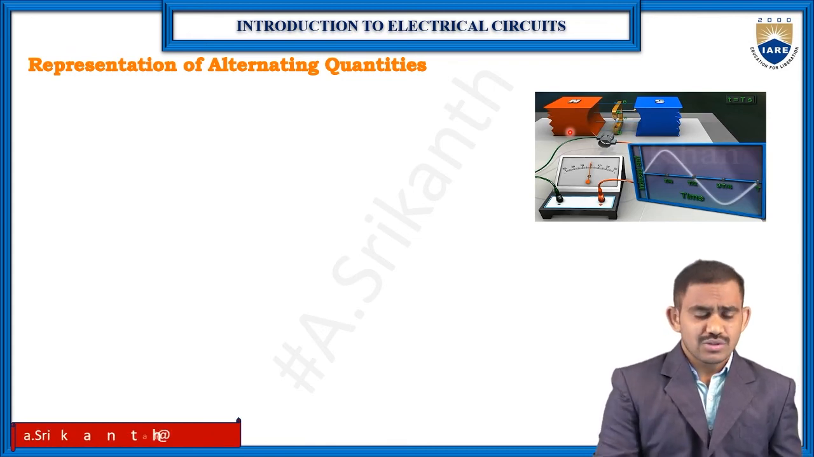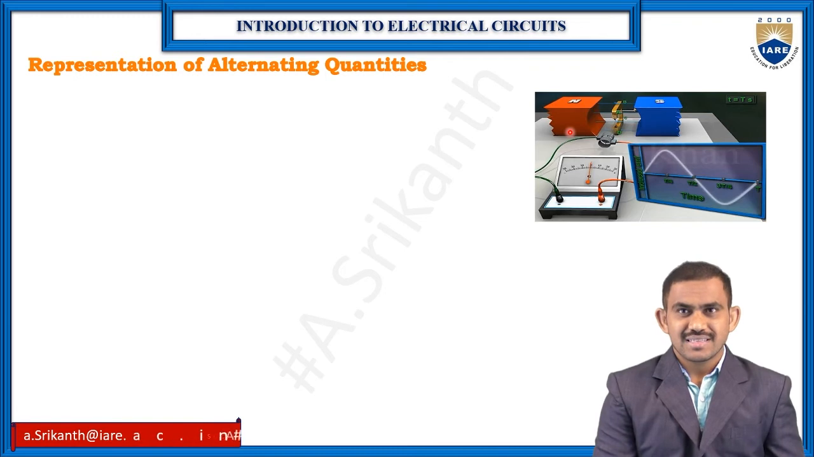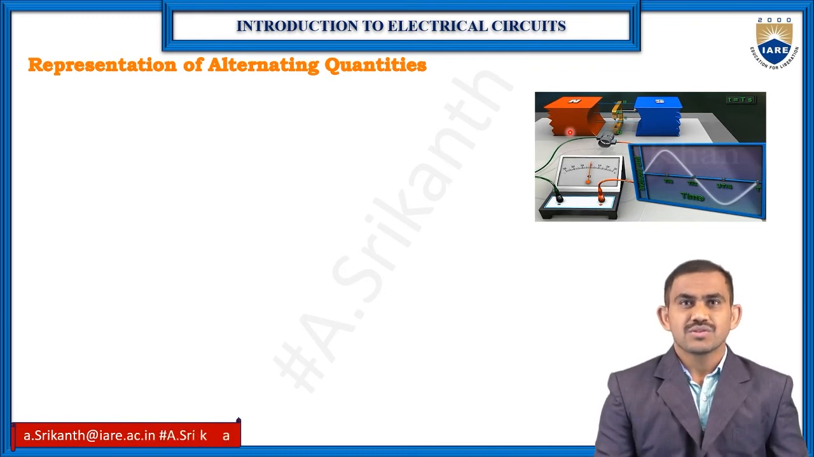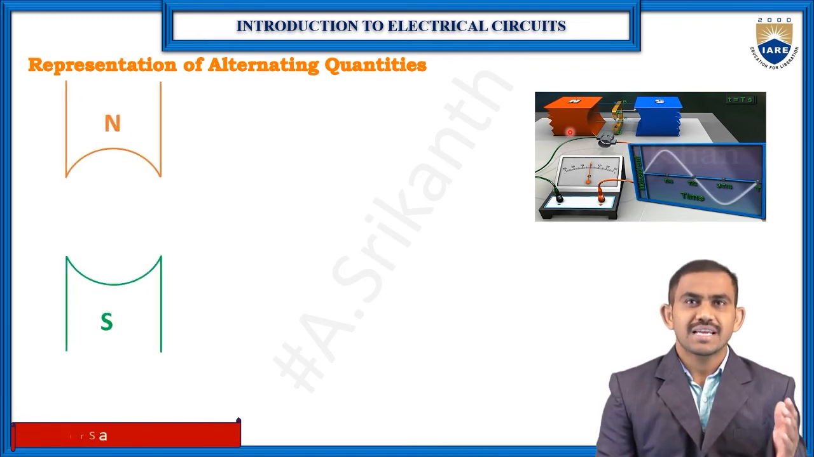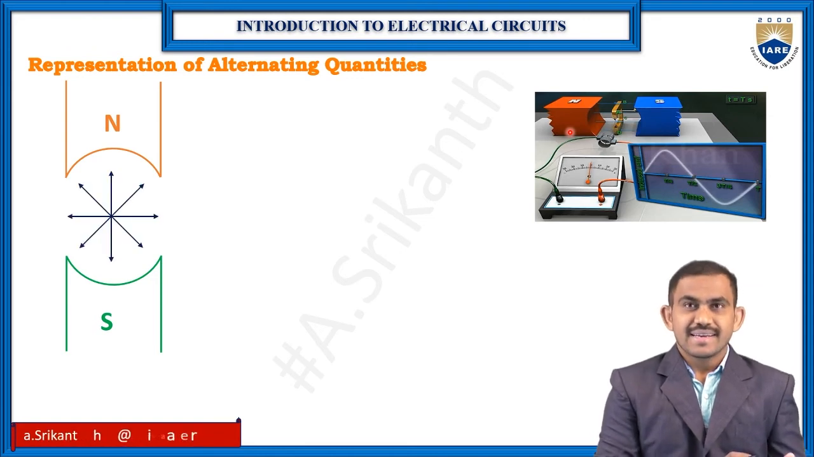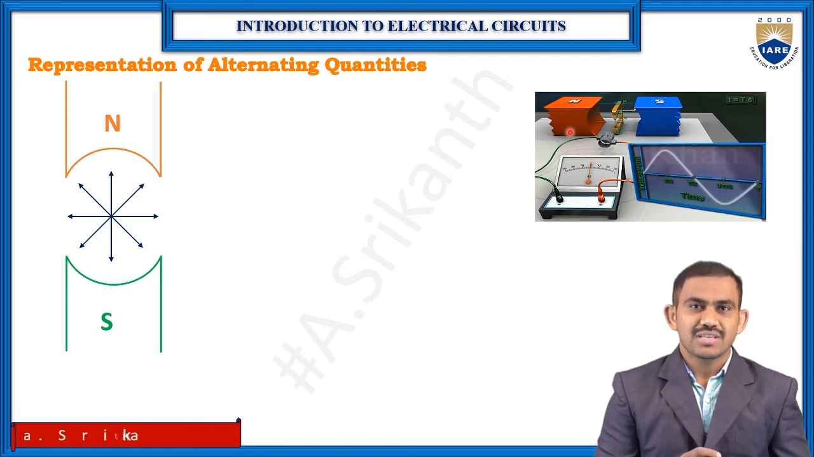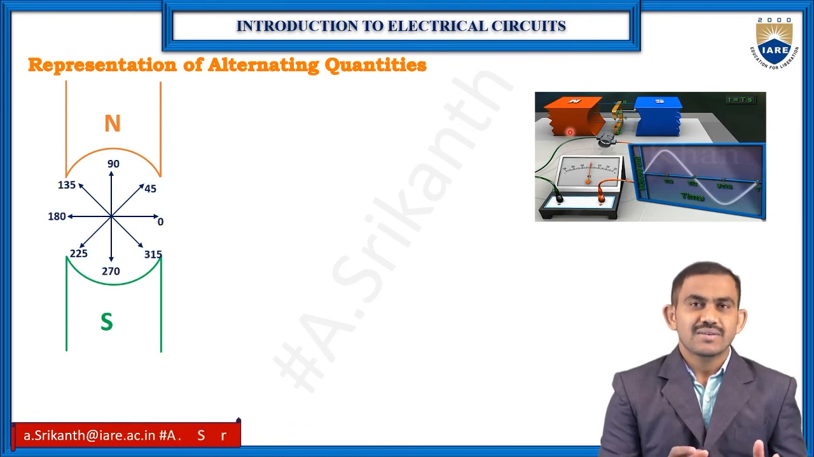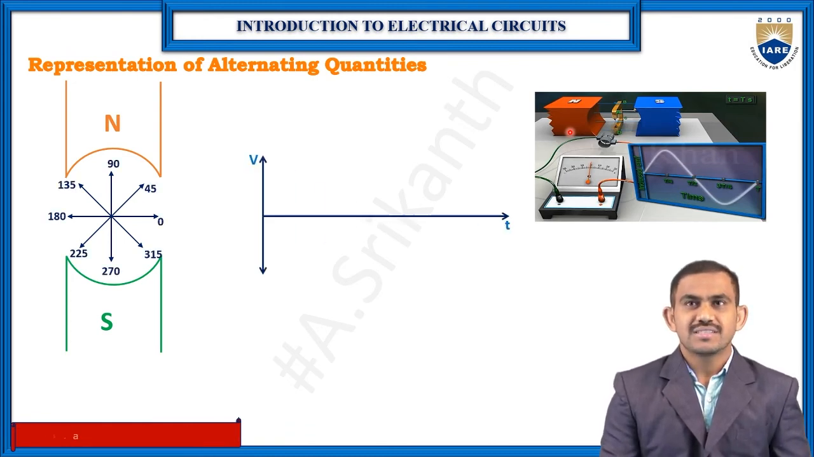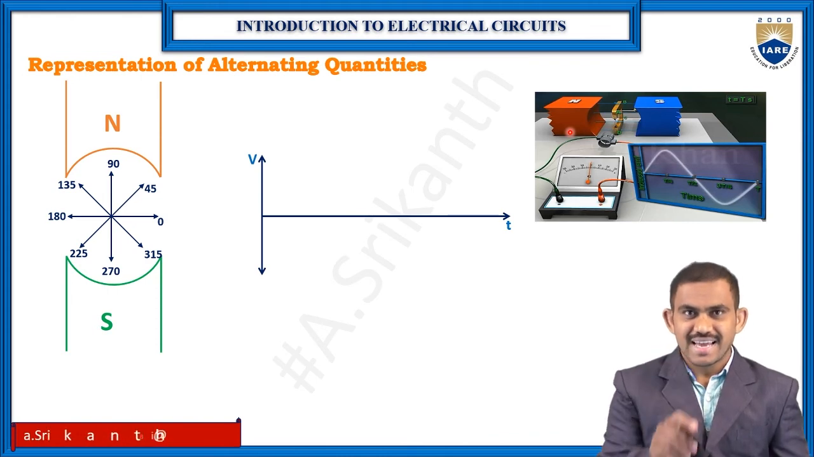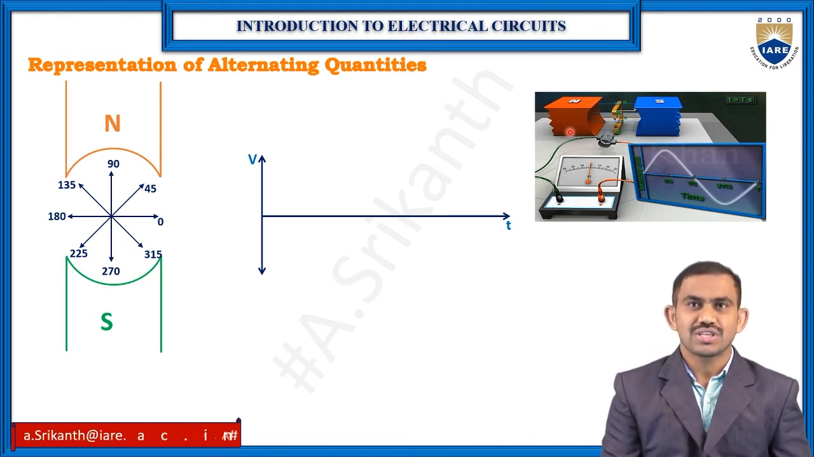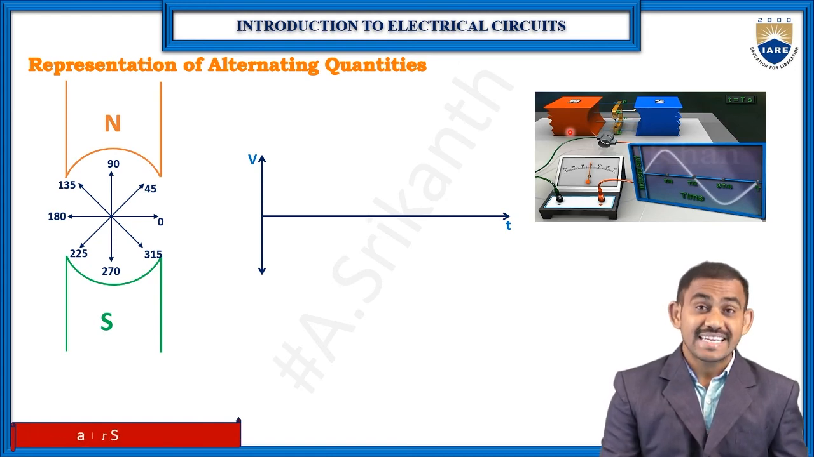Okay, so we'll go to the time periods and waveform. Just observe now. I have the same north and south poles at different timings: 0, 45, 90, 180, 270 and 360. At these points, what is the value? What is your sine wave? At 0, when you have a straight line, straight A, B, C, D, 0 position, the value is 0, and at 45 we have some value. At 90 we have the peak value.